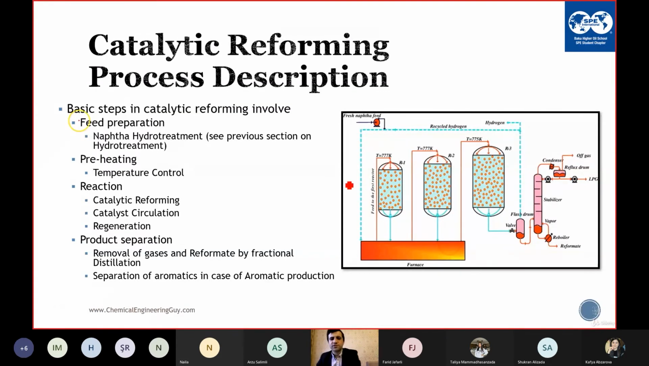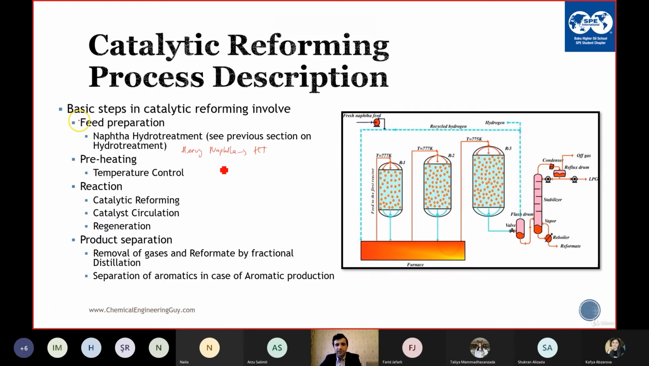The catalytic reforming process description. So first we have the feed preparation. We have the naphtha hydrotreatment. Here we use the heavy naphtha, and it is sent to hydrotreatment. Hydrotreated heavy naphtha is sent to the reactor. Why do we hydrotreat it? Because the catalyst is so sensitive to sulfur content. We don't want sulfur in the reforming feed because it poisons the catalyst. And then we have the preheating, the temperature control, and the reaction.